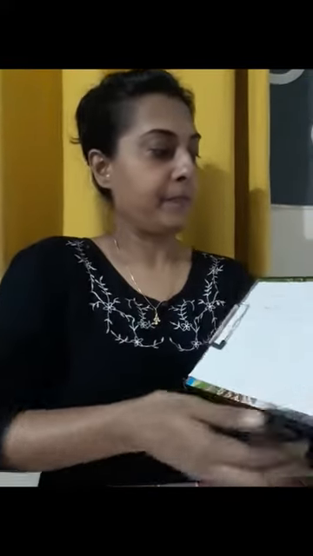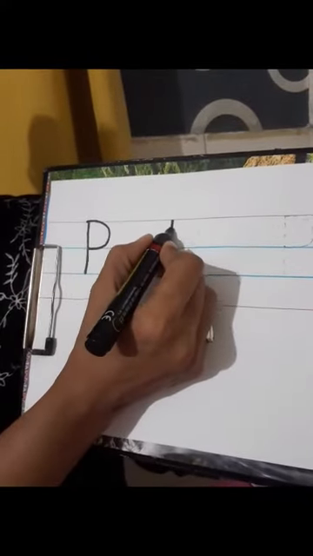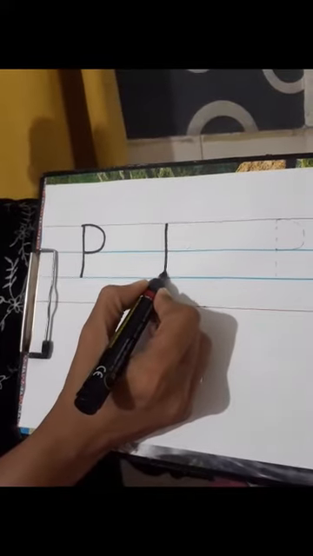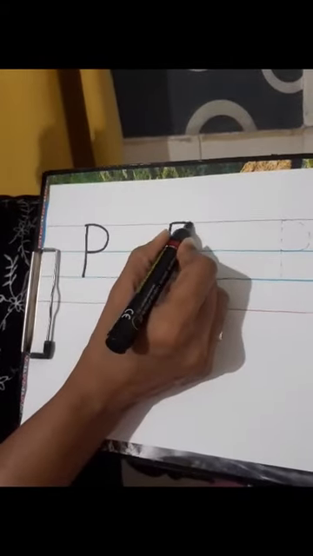Now, children, let us learn how to write P. Let us see the formation of P. We'll start from the red line. Make a straight line. Touch the blue line down. And make a curve. P.